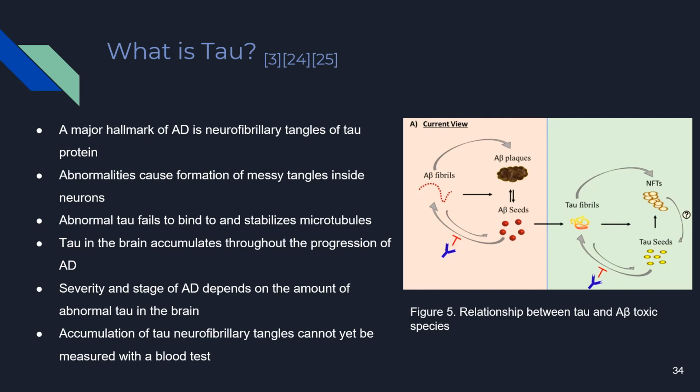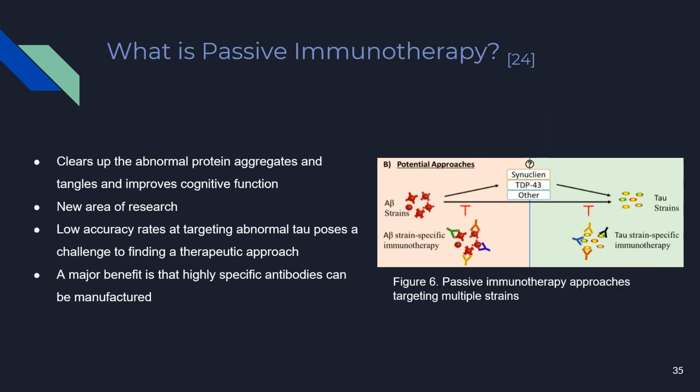cortex and hippocampus. The stage of AD and how severe the condition is depends on the total amount of abnormal Tau in the brain. However, accumulation of Tau neurofibrillary tangles cannot yet be measured with a blood test. Passive immunotherapy against Tau clears up the large abnormal protein aggregates and tangles, which improves cognitive function. Tau immunotherapy is a relatively new area of research with 8 ongoing clinical trials at present, with 6 focusing on passive immunotherapy, so this limits the data obtained to animal models.